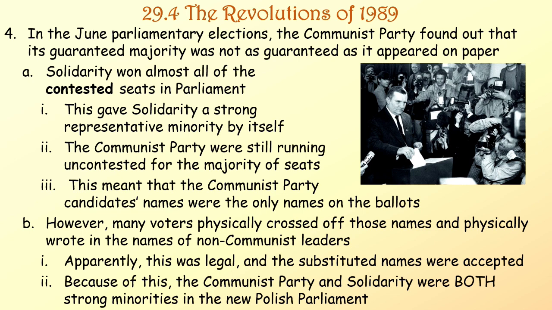In the June parliamentary elections, the Communist Party found out that its guaranteed majority was not as guaranteed as it appeared on paper. Solidarity won almost all of the contested seats in Parliament, and this gave Solidarity a strong representative minority by itself. The Communist Party was still running uncontested for the majority of seats, and this meant that the Communist Party candidates' names were the only names on the ballots.